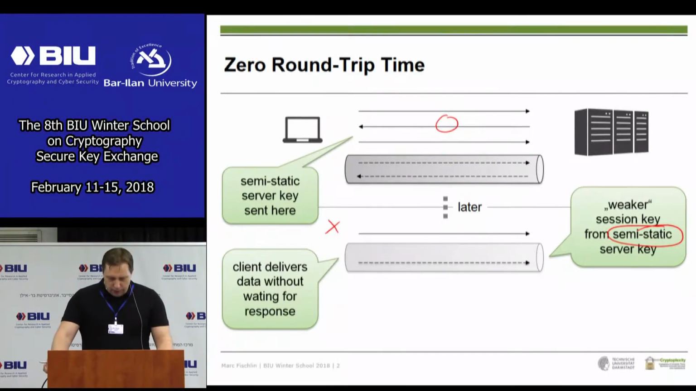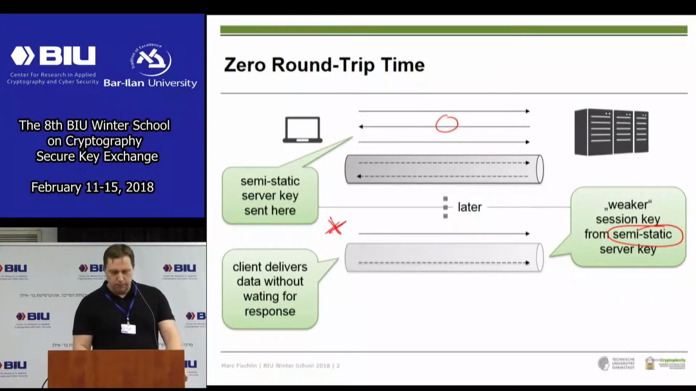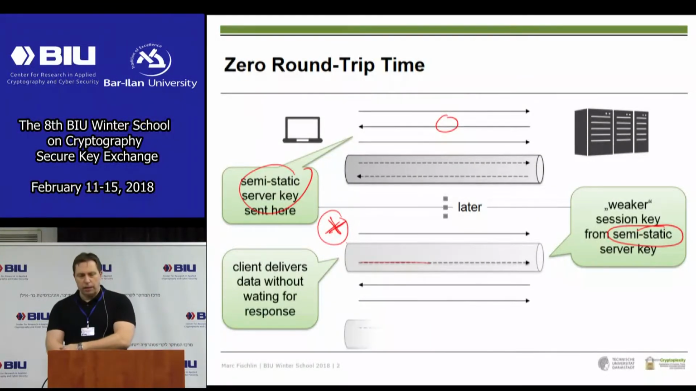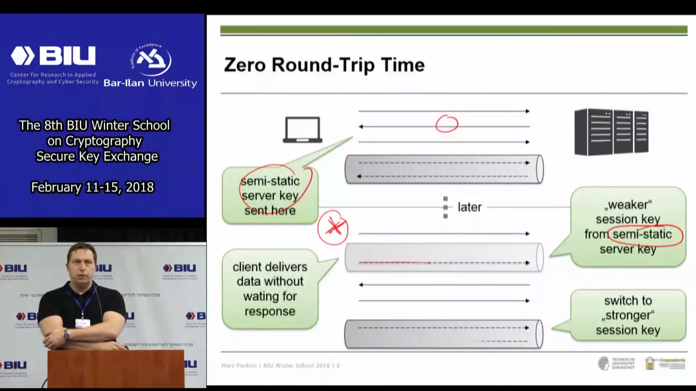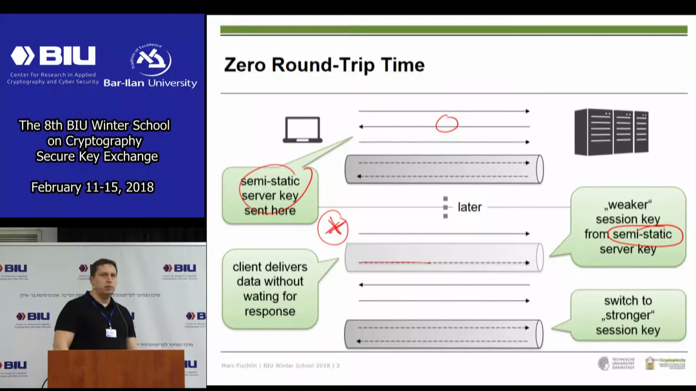Now the question is, where does the semi-static key come from? And here you use the fact that you have talked to the server before. So you just include this semi-static key in the communication. The server will just send the semi-static key. You as a client, you store it. Now you reconnect. You compute already this weaker session key from this semi-static key and your contribution. And you start sending data. And then both parties can continue the key exchange protocol and then switch to the stronger session key again, right?